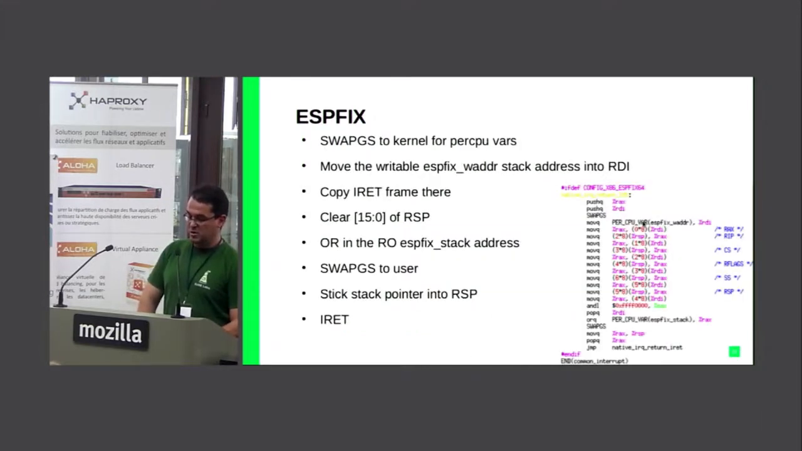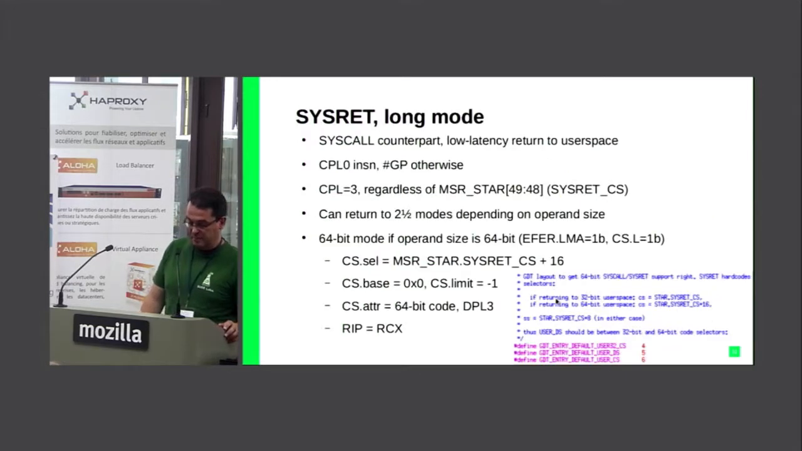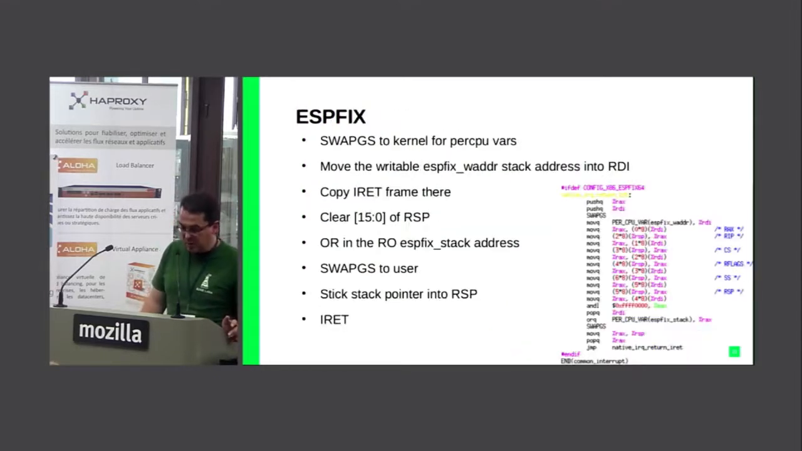So what happens here is we have a writable ESP address and a read-only stack ESP fix address. And this moves the IRET frame to that writable address, but then we copy the aliased address into RX and then put that in RSP, and IRET returns with that pointer into RSP. So we leak something that we know already. Okay, so this was the IRET path.